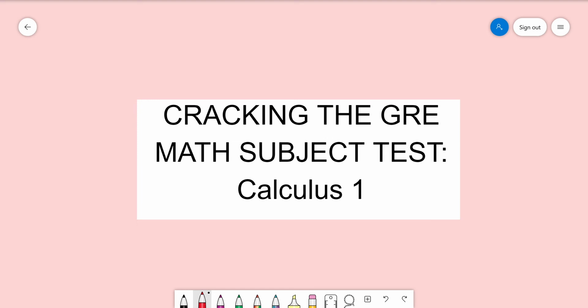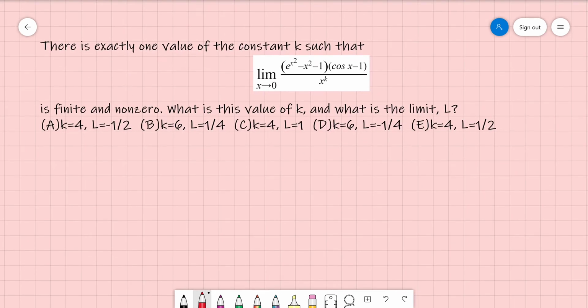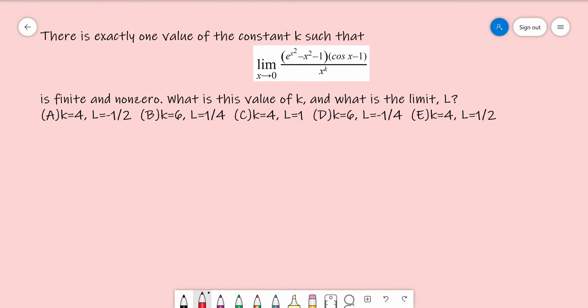Hey everyone, welcome back to Cracking the GRE Math Subject Test, Calculus 1. This is our 50th problem. It's our last problem in our calculus section. And it's a tricky one.